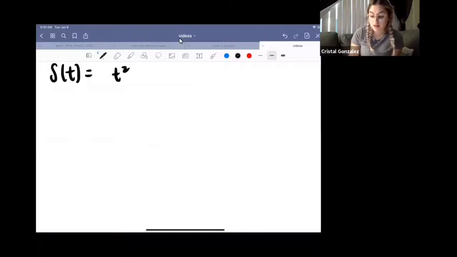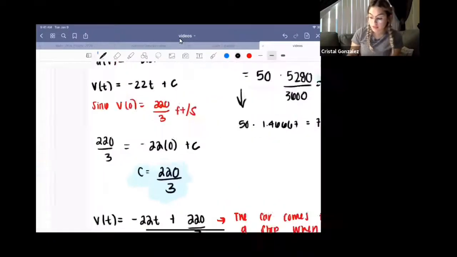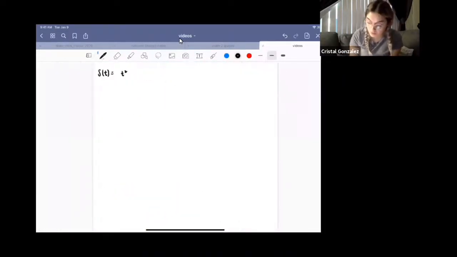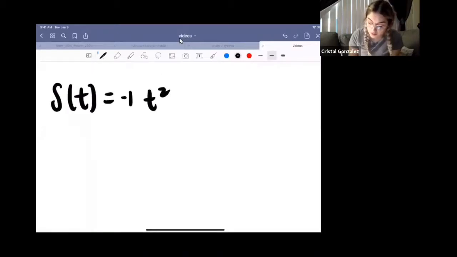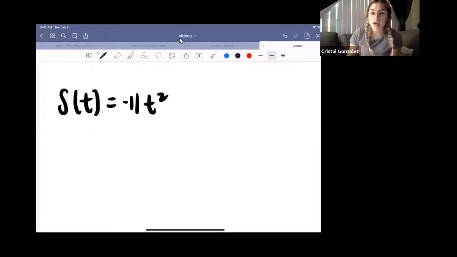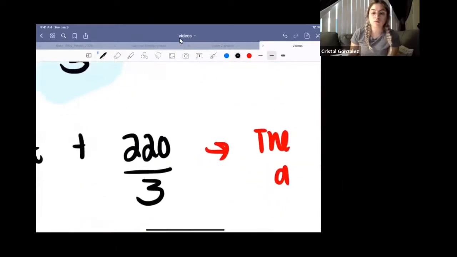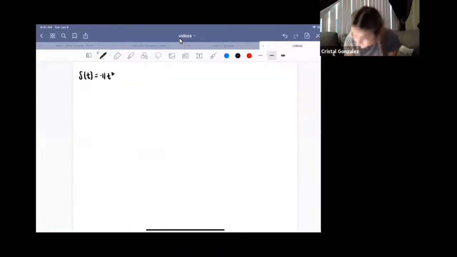But then there was a negative 22 in front of it, and then we have to divide by 2. So then we're going to get negative 11 t squared. So this antiderivative is negative 11 t squared. And then for the other piece, it was just a constant, so now the antiderivative of that is going to be 220 times t. Plus 220 over 3 times t, plus that constant that it can vary by.